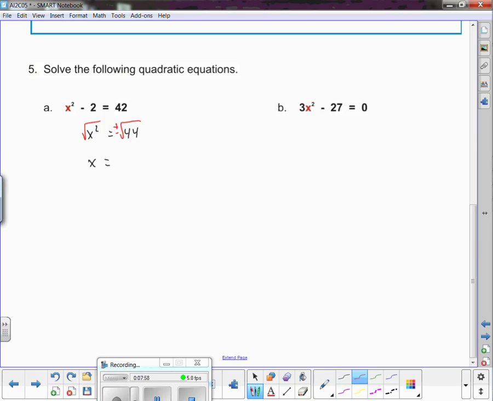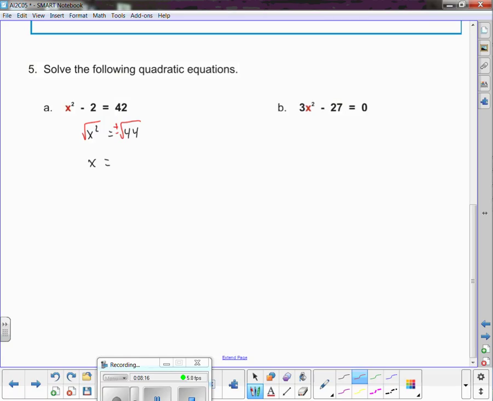Now, sometimes you'll be taking like the square root of 36. Great. What would the answer be? Plus or minus 6, right? Maybe you've got the square root of 49. Great. What's the answer? Plus minus 7. Maybe you've got the square root of 144. Great. Answer. Plus or minus 12, right? In this case, we have a radical.